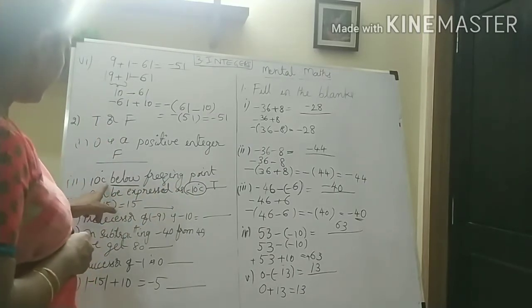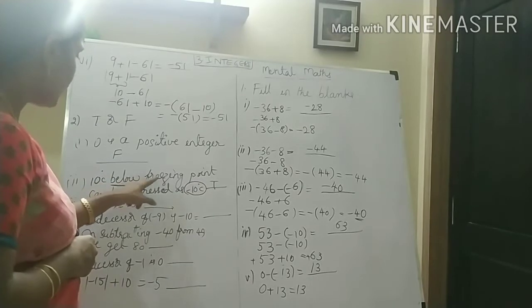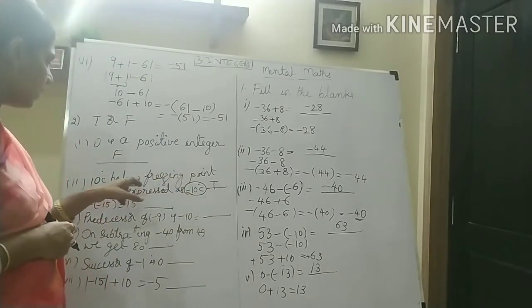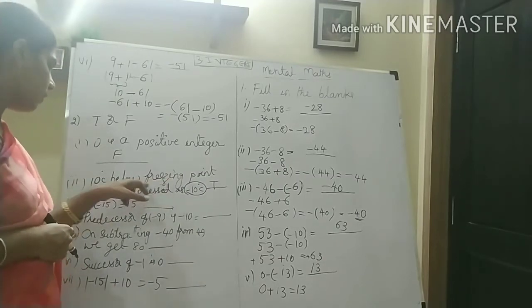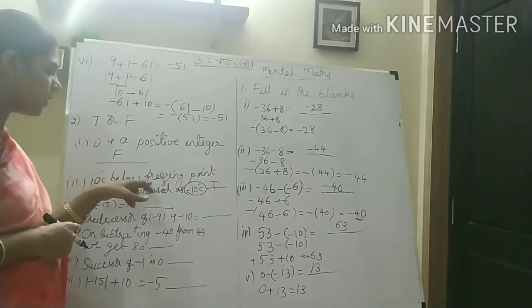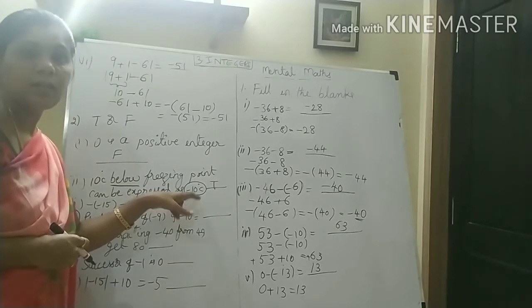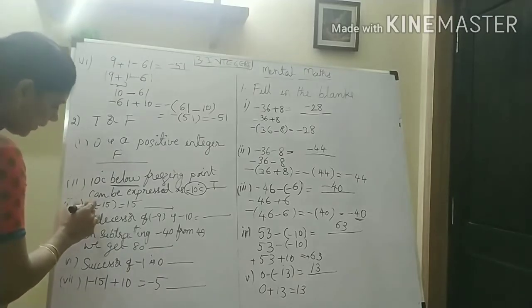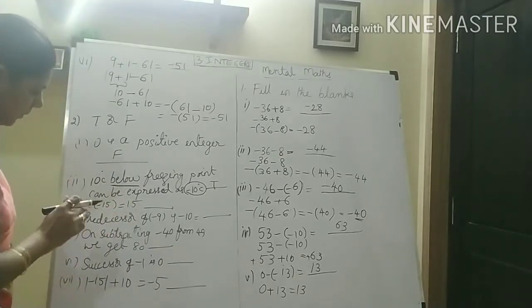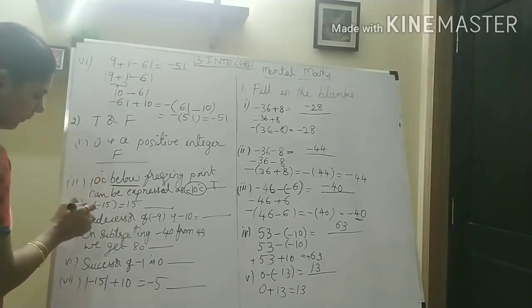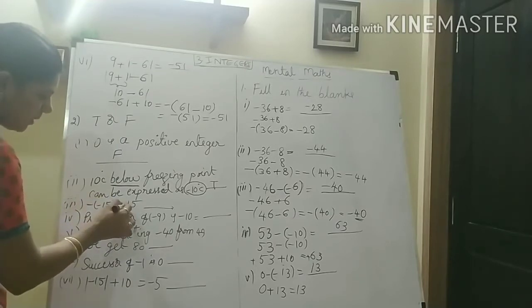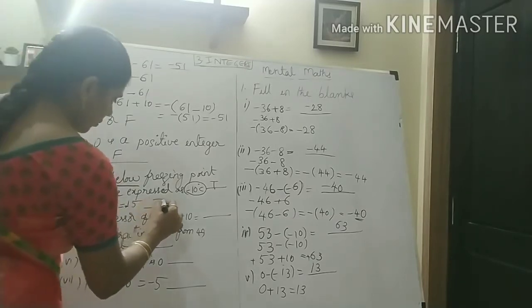Ten degrees below freezing point is equal to minus 10 degrees. Simply by writing all these things, instead of this one we can write simply minus 10 degrees centigrade. See the next one, minus of minus 15 equal to 15. So simple thing, removing the brackets and applying the sign, minus into minus will become plus 15. So this is true.